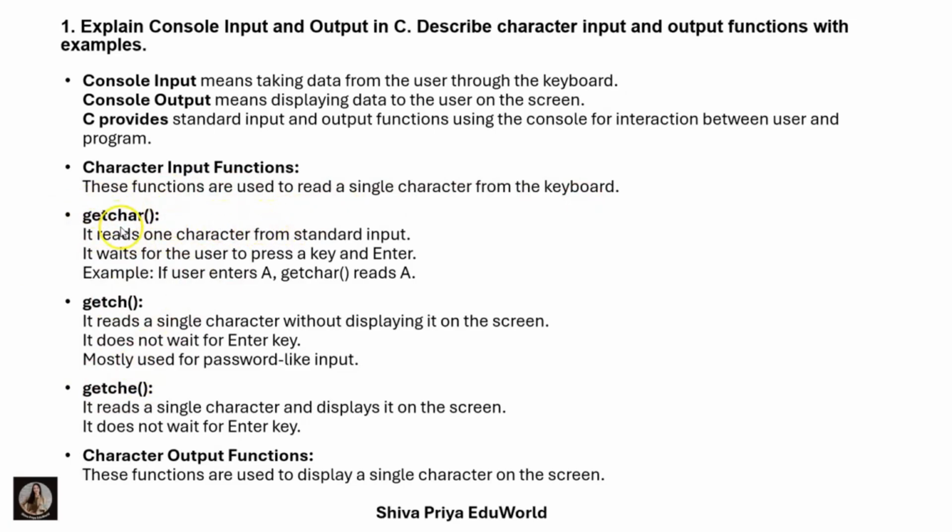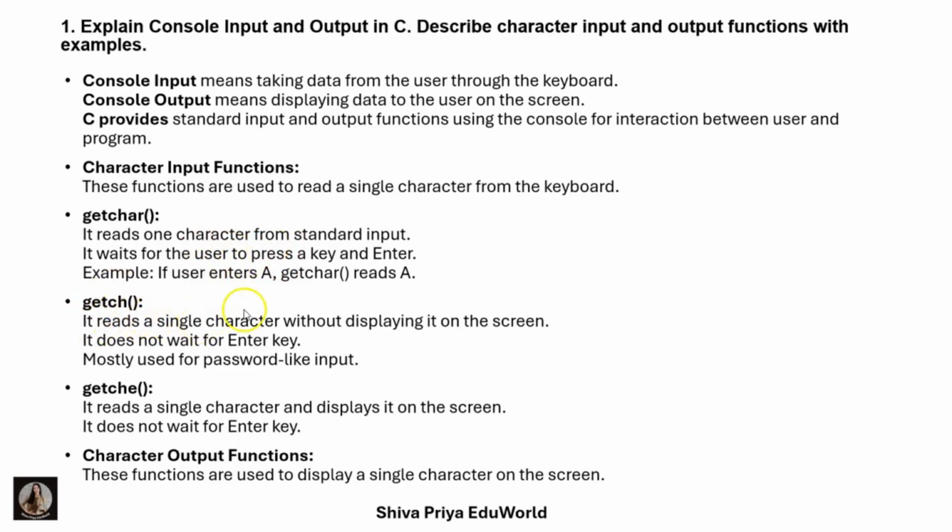Let us understand what is getchar. It reads one character from standard input. Whatever input they have given, it will read only a single character from that input. It waits for the user to press a key and enter. It will take only one character, so the user has to press only one key and then enter. For example, if the user enters A, getchar reads A. Clear? It will read only one character from standard input.